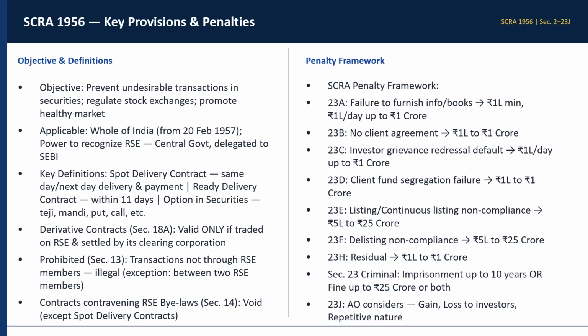23E talks of the non-compliances for listing or continuous listing. Because if you get your securities listed, then there are certain obligations which are cast upon you. And if you fail to fulfill those obligations, if you are found non-compliant, then the penalty could range from 5 lakh to 25 crore rupees.